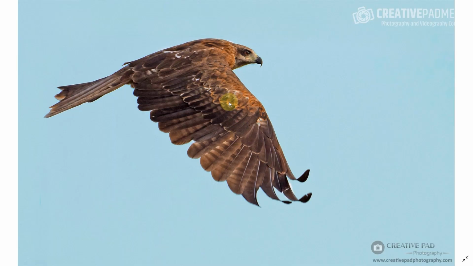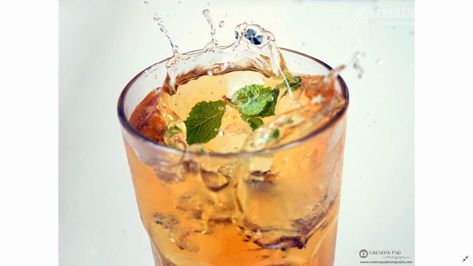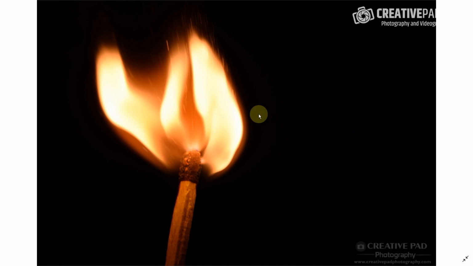You can see like wildlife shots like this. You can freeze the motion. Portrait shots like this, you can freeze the motion. And you can see here is a shoot I did for a cafe where I just threw this ice cube in the water, and using a fast shutter speed of 1/1000, I was able to capture this. And here also you can see I just lit this match and immediately I was able to capture it using a fast shutter speed. Let's also look at a slow shutter speed shot.